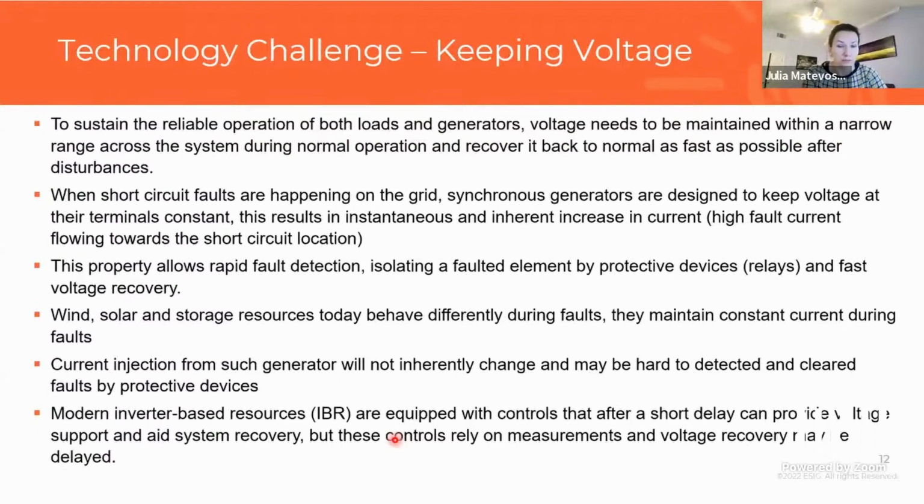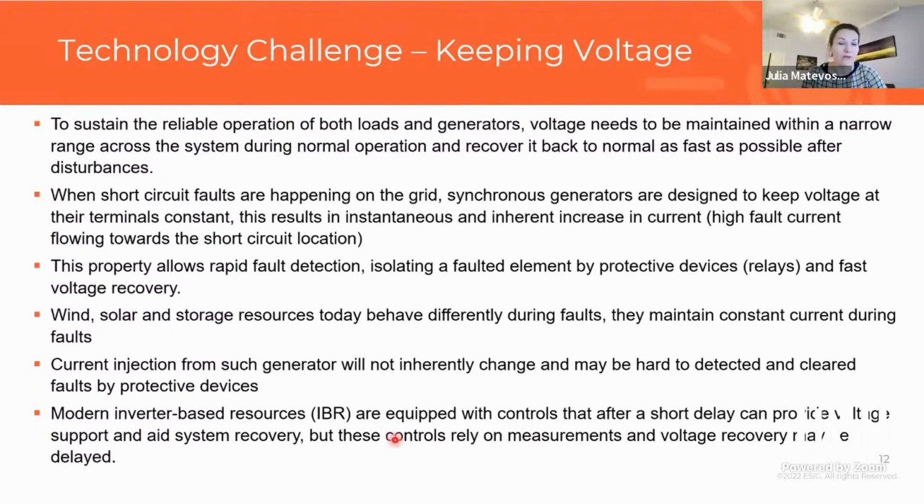Again, in grid forming converters, controls can be done differently, and so it makes an inverter act more like a voltage source. So it keeps voltage at the terminals constant, and when a short circuit is happening on the line, this results in instantaneous injection of higher current. It's still, though, within the rating of the inverter. It cannot overload, whereas a synchronous generator can produce currents up to 5 times its rating during faults.